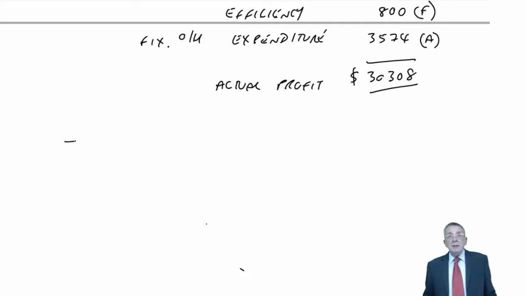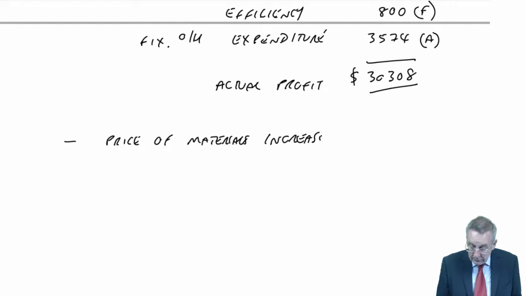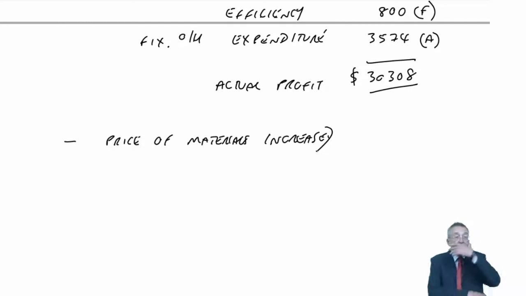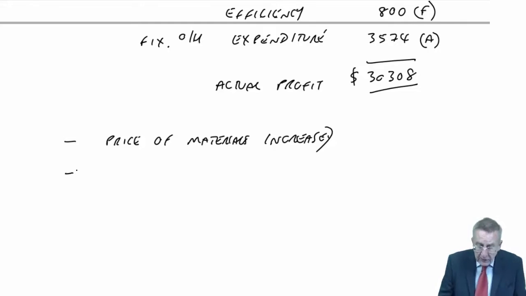I think the most obvious reason is that the price of materials increased. Prices go up. Maybe when I did the cost cards, it should have been £4.50. The suppliers put the price up. It's now £4.60, so we spend more. So that could be the reason. And of course, if prices go up, we can't really blame the purchasing manager. But what else? That's not the only possible reason.